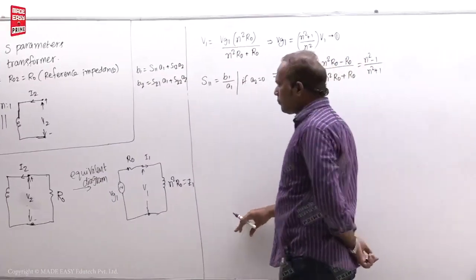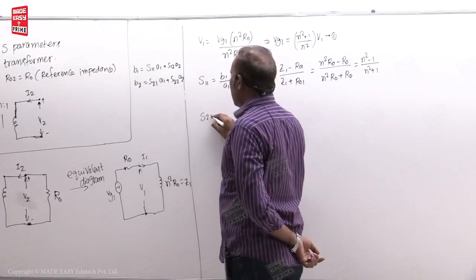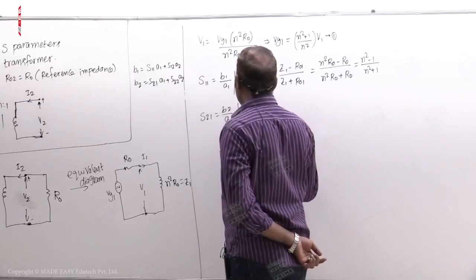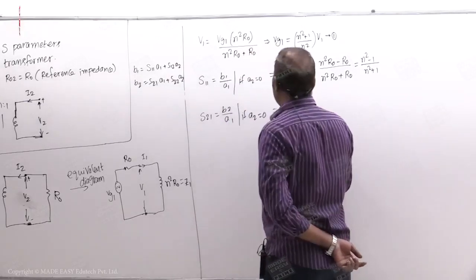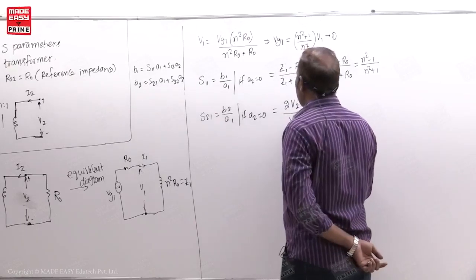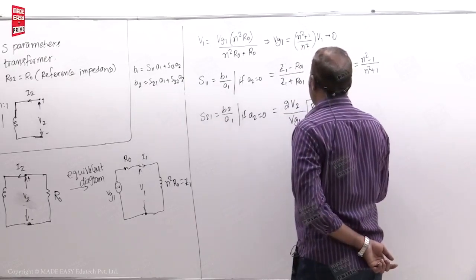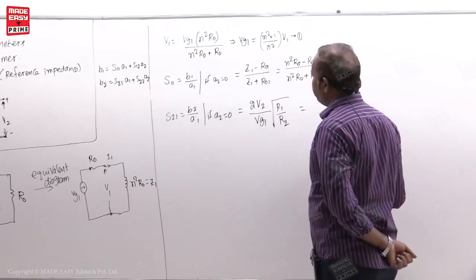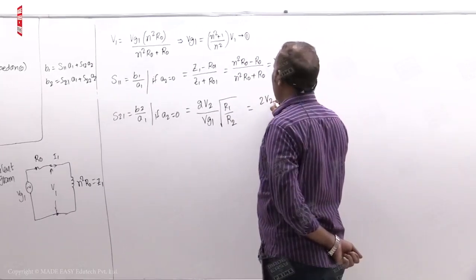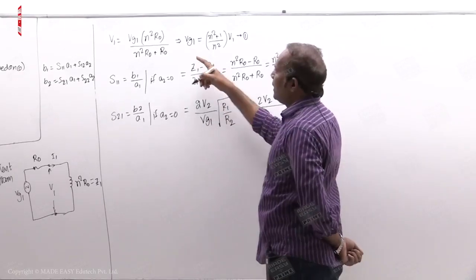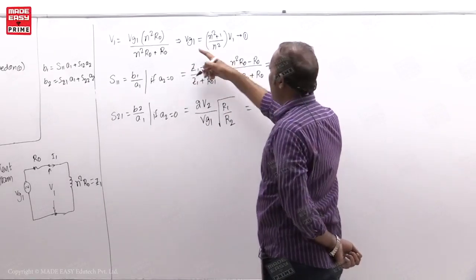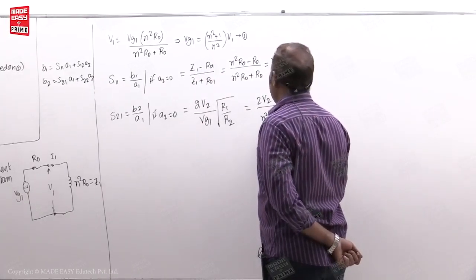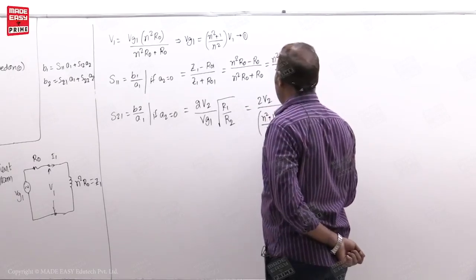Next, here S21 is equal to B2 by A1 if A2 is 0. I told you that is 2 times V2 divided by VG1 times root R1 by R2, dear students. Now you substitute the things: 2 times V2 divided by, what is VG1, student, here? From my equation 1, VG1 is equal to N square plus 1 divided by N square times V1.